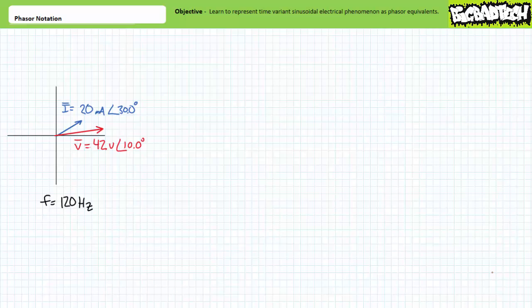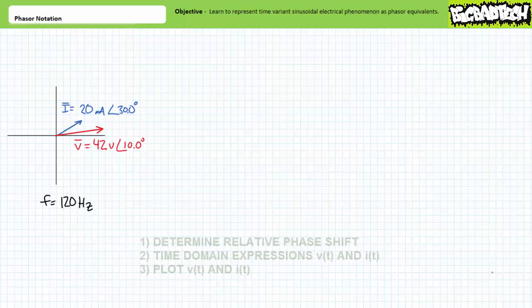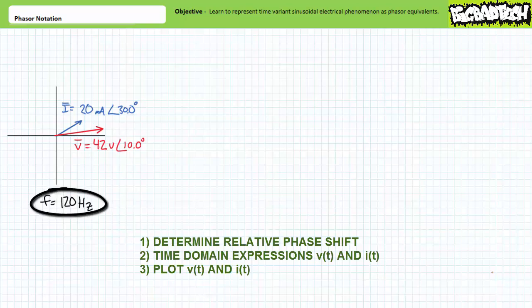To make this a worthy example problem, let's complicate it ever so slightly. Additionally, we're being asked to express voltage and current in the time domain with the understanding that our phasor diagram is valid at a frequency of 120 Hz.